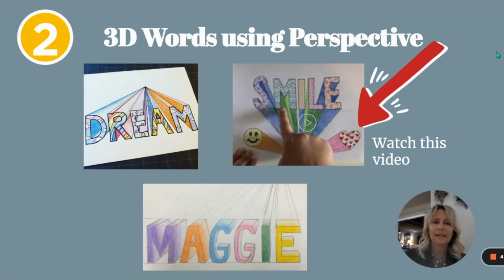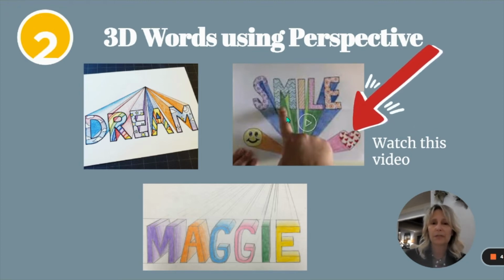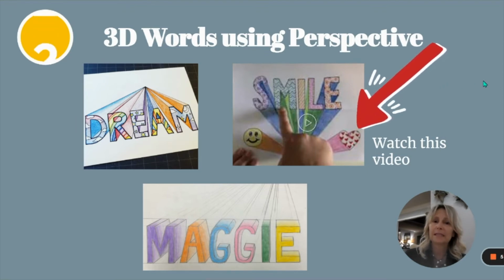The second idea is using 3D words using one-point perspective. And I've also included a video. This is a great video that shows the students how to make the block letters and how to converge those into one point. I like to use marker with this so that they can erase their lines and the marker still stays. But this is another good resource. It does take a while.